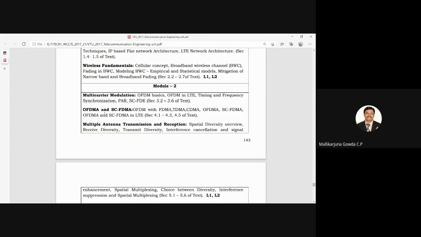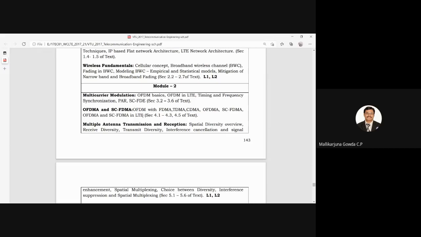Okay. So what type of multiple access technique is used from base station to mobile station? From base station to mobile station, the multiple access technique used was OFDMA. From mobile station to base station, the type of multiple access technique used is SCFDMA, that is single carrier frequency division multiple access. So we will be discussing orthogonal frequency division multiplexing with these multiple access techniques.